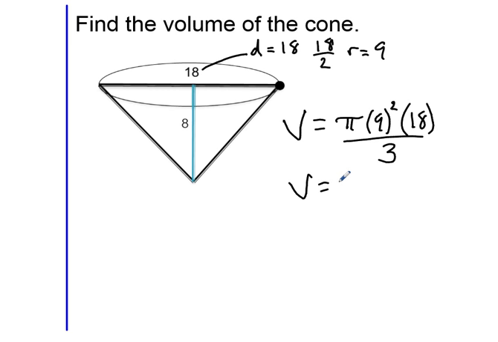We end up with an approximate volume, rounded, of 1,526.8 units cubed. And remember, whenever we're not given units, like feet or inches or centimeters, we put units cubed to hold the spot of that kind of measurement.